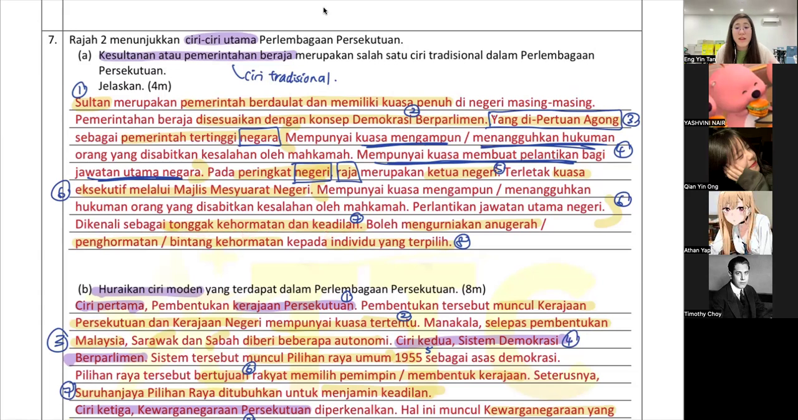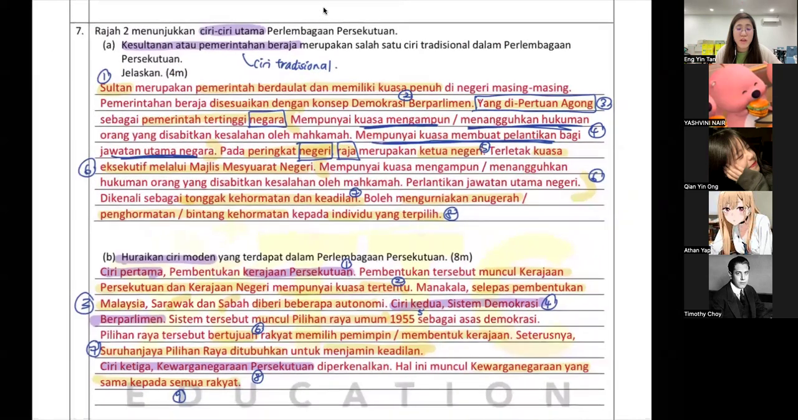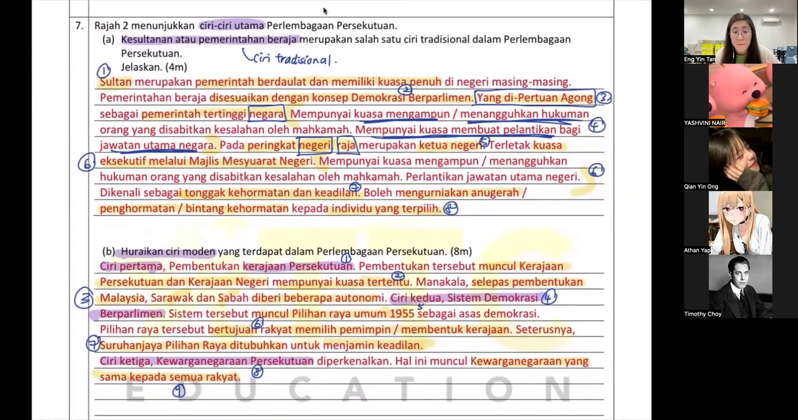So you see your Sultan and Raja, they still have the power to menganugerahkan anugerah, penghormatan, and bintang kehormat, means the badges recognition kepada individu yang terpilih. Normally this individu yang terpilih is those that contribute a lot to Malaysia or maybe contribute a lot to the government. So the Sultan or the Agong, they will menganugerahkan this gelaran, special gelaran, anugerah or badges bintang kehormatan. So this is your question number 7 here. So you can screenshot dulu. Question number 7.